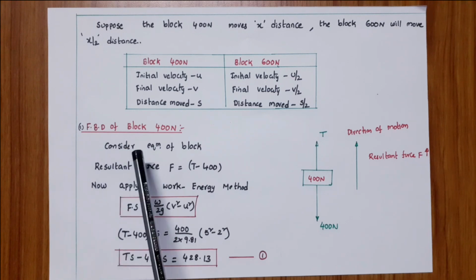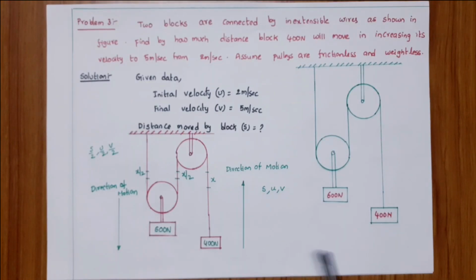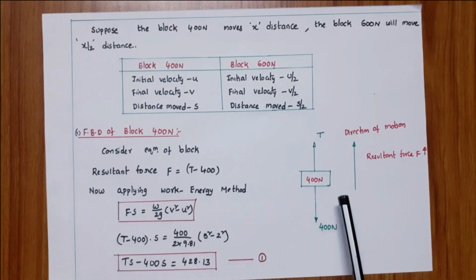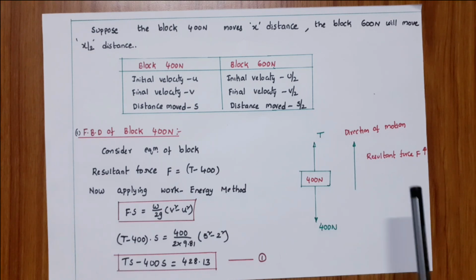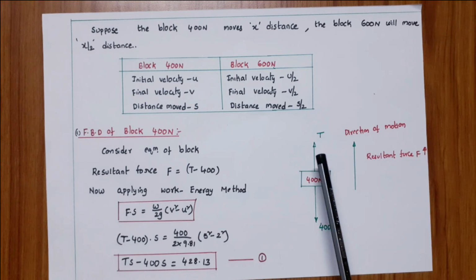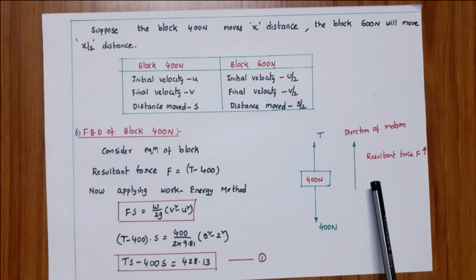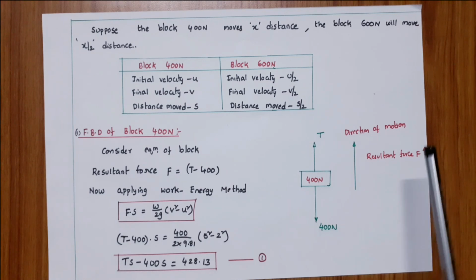Now the FBD of block 400 Newton. This is the given figure. The 400 Newton weight is acting downwards. The tension is always acting away from the block, so the tension is acting upwards. The weight of the block, 400 Newton, is acting downwards. The tension of the string is acting upwards. The 400 Newton block is moving upwards, so the direction of motion is towards T. Finally the resultant force is acting towards the direction of motion.